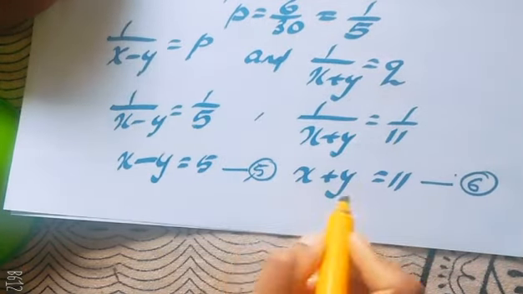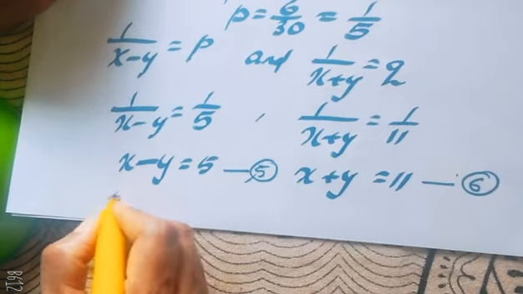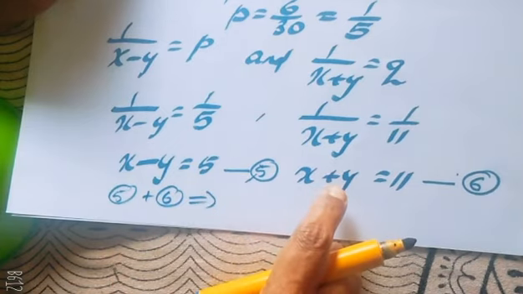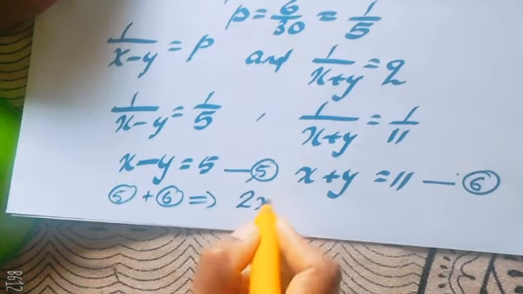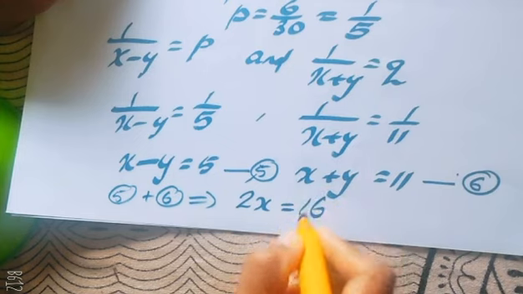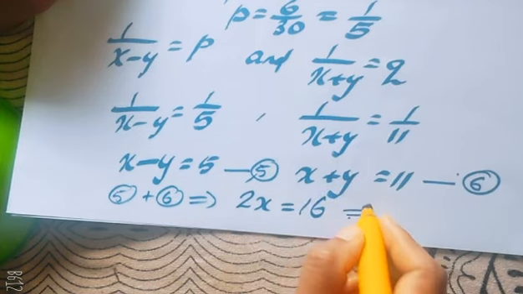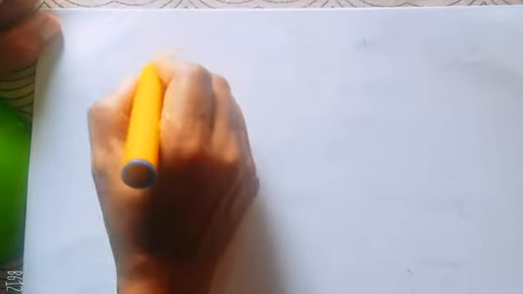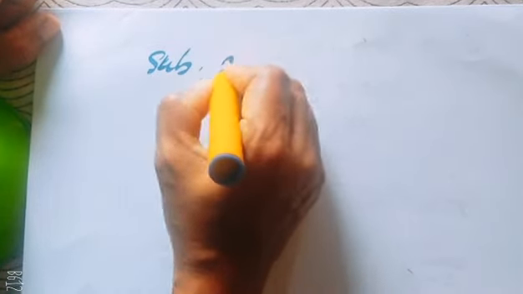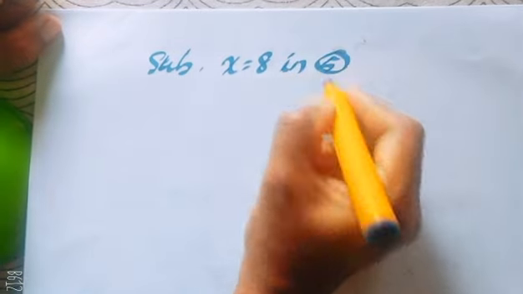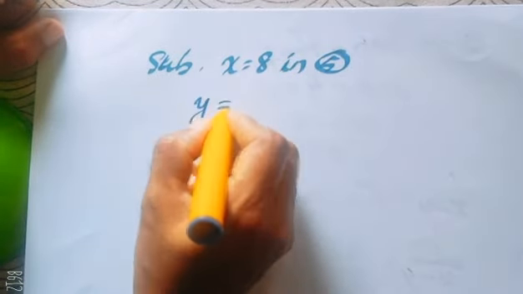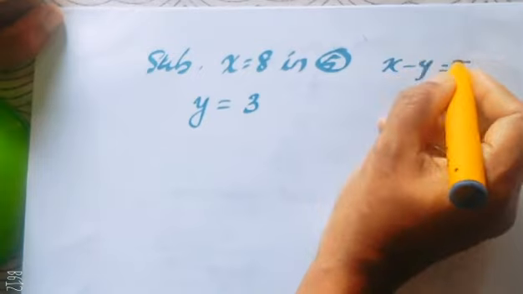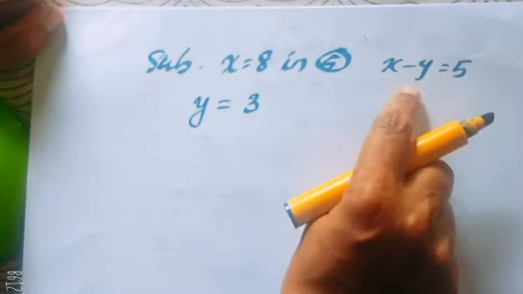While using the elimination method, when we add equations 5 and 6, negative y and positive y will cancel. x plus x becomes 2x. 2x equal to 5 plus 11, that is 16. 2x equal to 16 means x equal to 8. Now substitute x equal to 8 in 5 or 6. We get y equal to 3. It was x minus y equal to 5, so 8 minus y equal to 5 means y equal to 3.